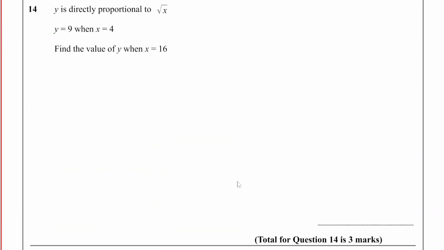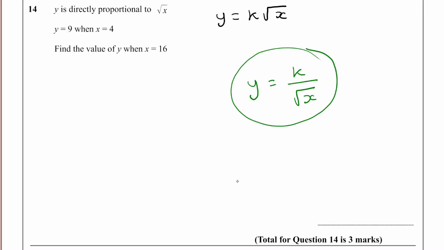Question 14. Y is directly proportional to root x. So we can write that as a formula. If it's directly proportional, it's k times root x, where k is just a number that we can work out. So if it's directly proportional, y equals k times root x. If it was inversely proportional, it would be k divided by root x. That's for a different question, not for this one.